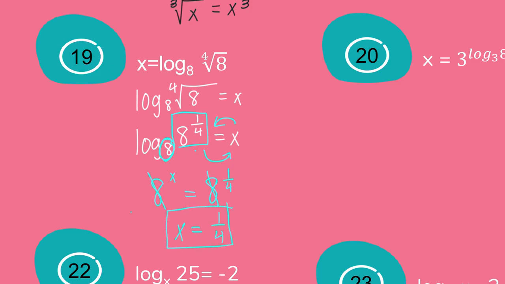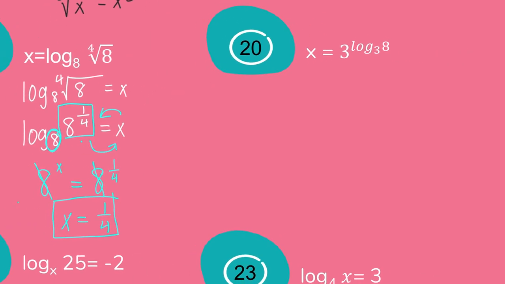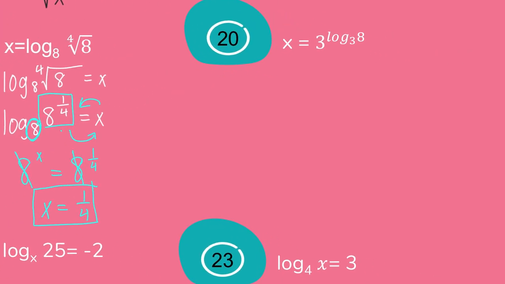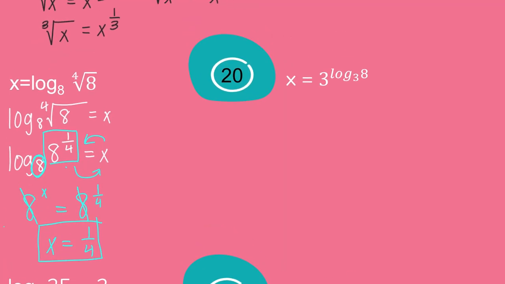All right, looking at number 20. Please follow along on this one. Number 20 is written in exponential form. Okay, this is written in exponential form. I want to change it. Okay, I'm going to change it to log form. So what do I have? This is my base. This is my exponent.